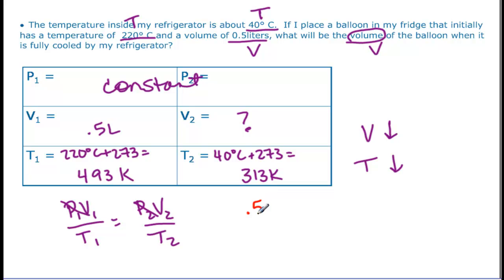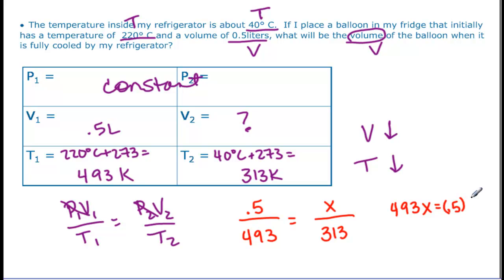So V1 is 0.5 divided by T1, which is 493. That's going to equal our X over our second temperature, which is 313. So now we're going to cross multiply these. So we get 493 times X equals 0.5 times 313. So we're going to solve for X here, and X ends up being 0.317 liters. So if X is 0.317 liters, then my volume did decrease. So that answer makes sense.